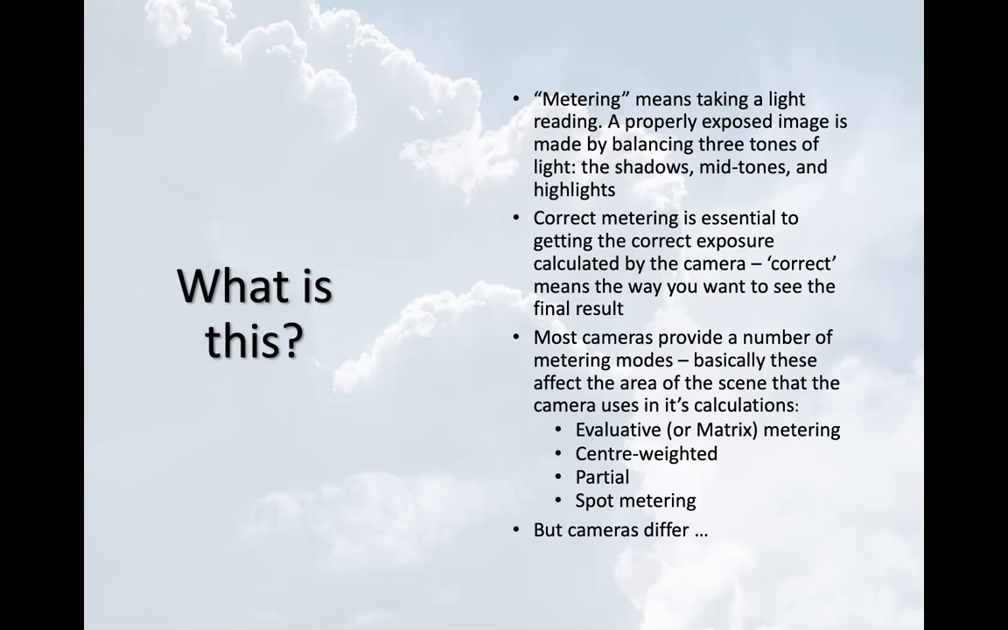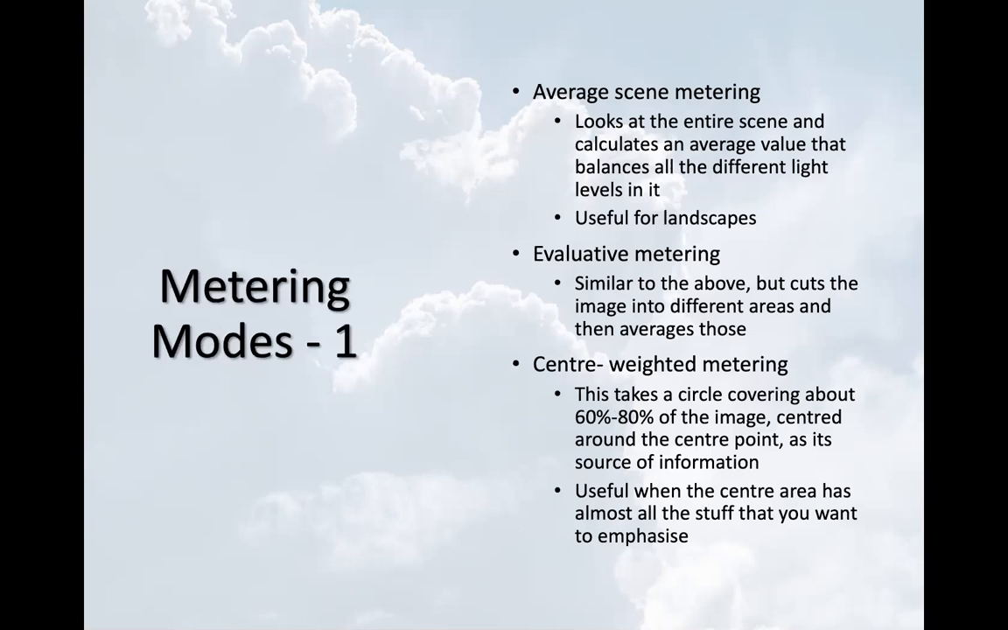It's worth knowing though that most cameras provide a number of metering modes, and basically these affect the area of the scene that the camera uses in its calculations. Sometimes they use the whole, sometimes they use parts of the scene. Cameras differ in how much they provide in this. Look at 4 or 5 rather. Average scene metering looks at the entire scene and calculates an average exposure that balances all the different light levels in it. Useful for landscapes where it's just a whole picture that you want to have metered.